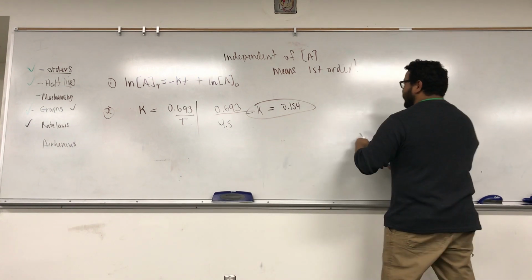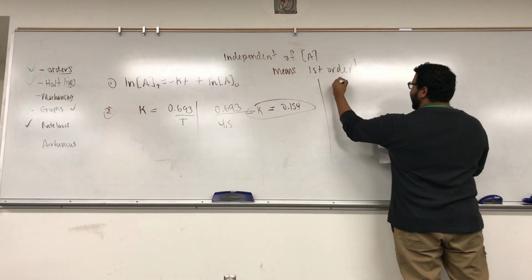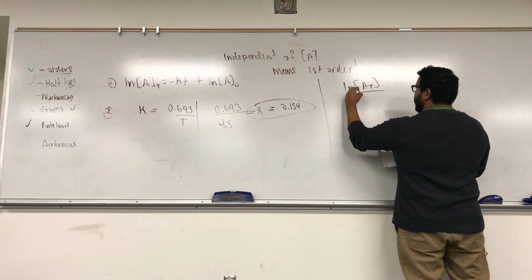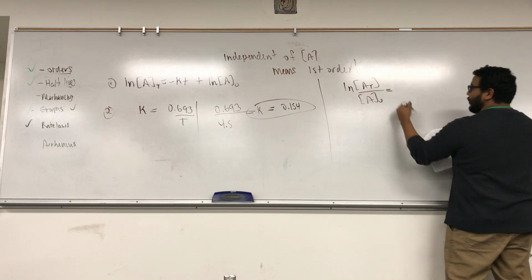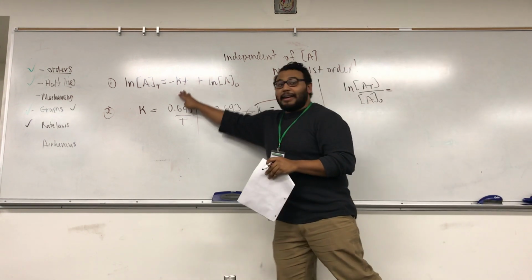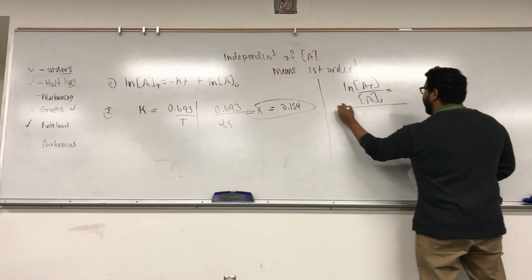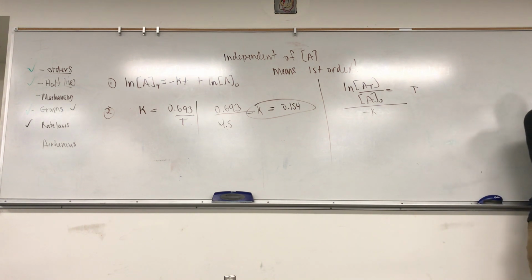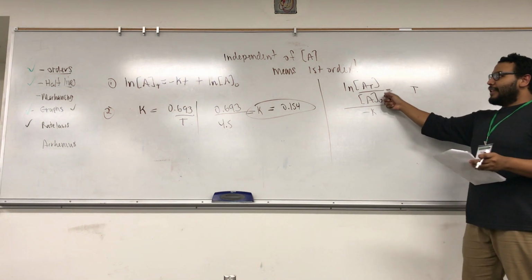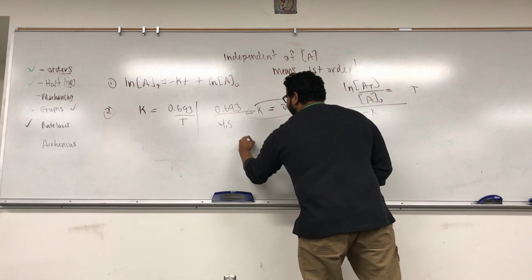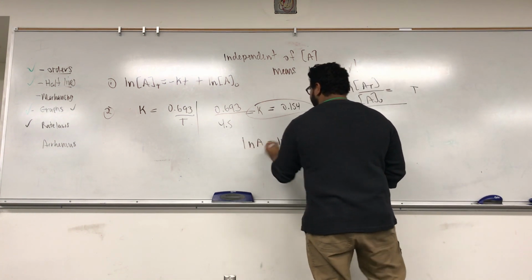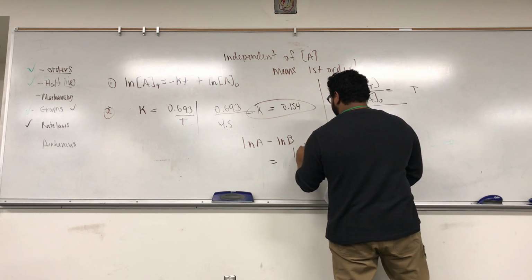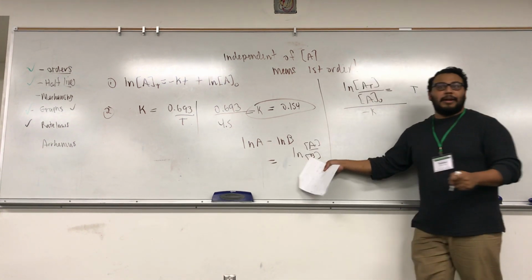Now I have my K value, so it's the natural log. I'm going to subtract it to the other side, then divide by K on both sides, and I'm going to get time. That makes sense, everybody? We're using the rule of logs in this case: ln of A minus ln of B equals ln of A over B. That's just the rule of logs.